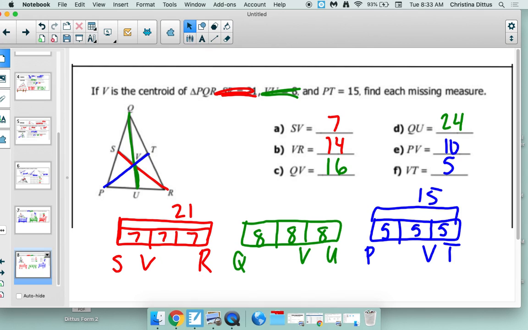So your mid segment, when it's just the one line parallel to your side, is half. Centroid, break it down.